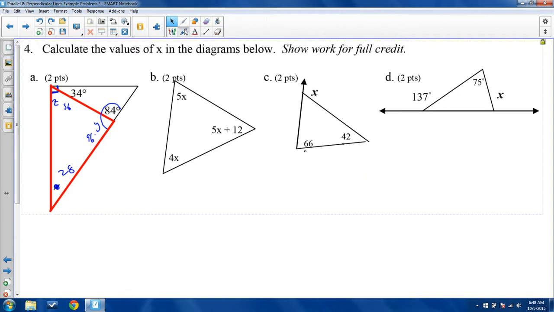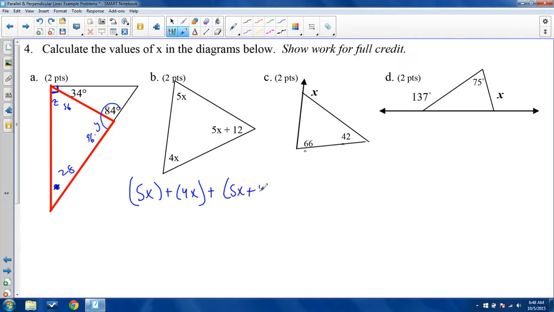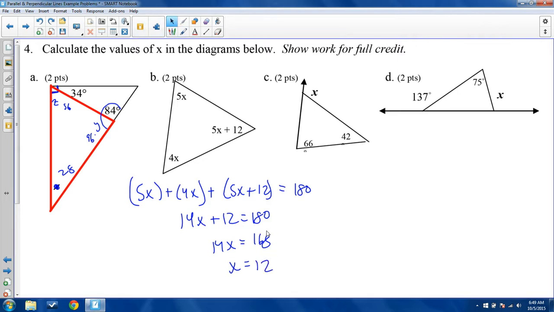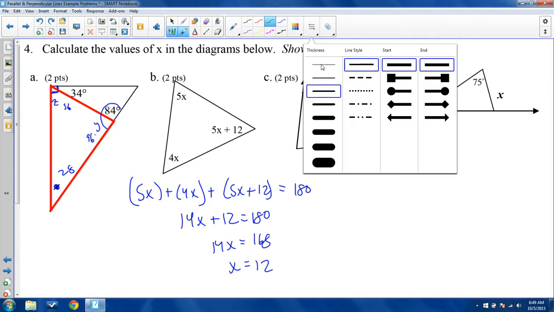All right, part B. Like I said, in a triangle, all three angles add up to 180 degrees. So 5x plus 4x plus 5x plus 12 equals 180. 5x plus 4x plus 5x is 14x, and here's that 12 once again. When I subtract 12 to the other side, I get 168, and when you divide by 14, I think that's 12. 140, yeah, I think that's 12. So x is 12, and it doesn't ask you to find the angle measures, but again, double checking measures are always good.